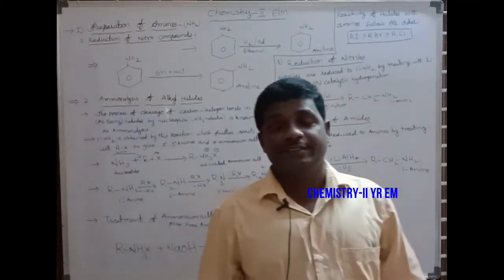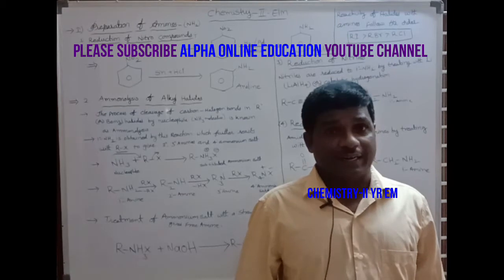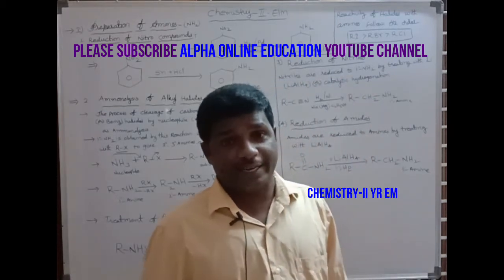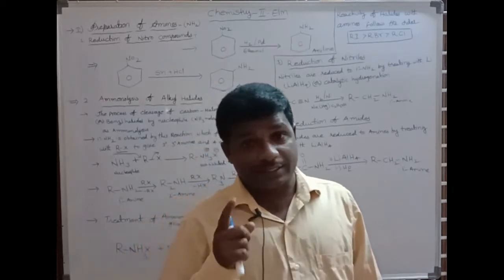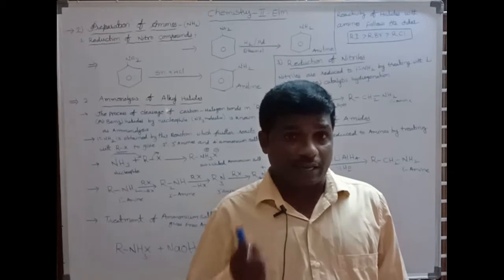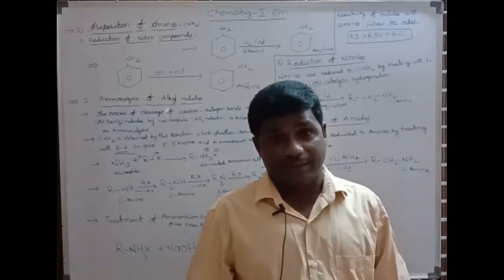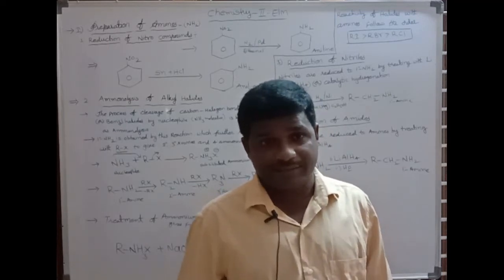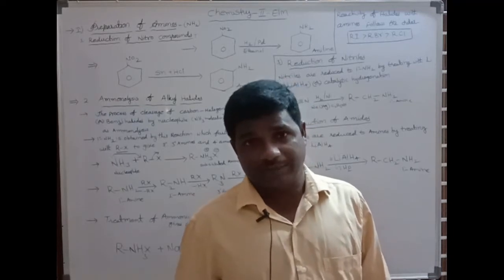Good morning, students. Today we are going to discuss organic chemistry. That is, the organic compounds containing the nitrogen atom. The nitrogen atom exists in four types. The first one is primary amines, or amines. The second one is alkyl cyanides and alkyl isocyanides. The next one is the diazonium salt.